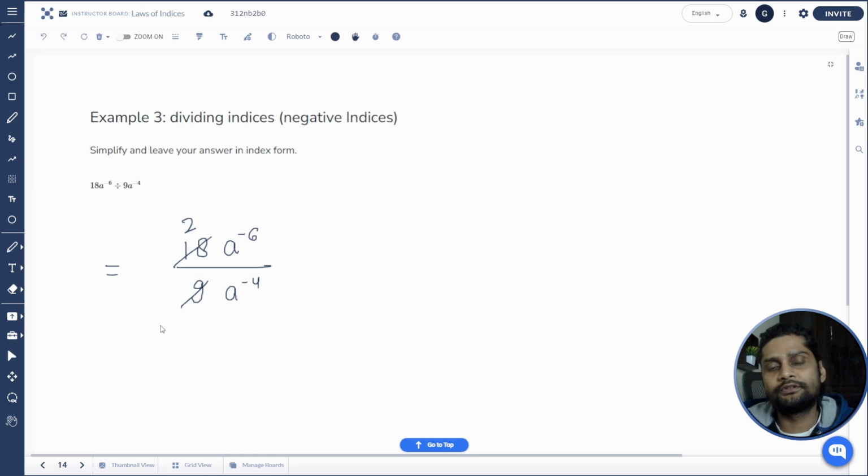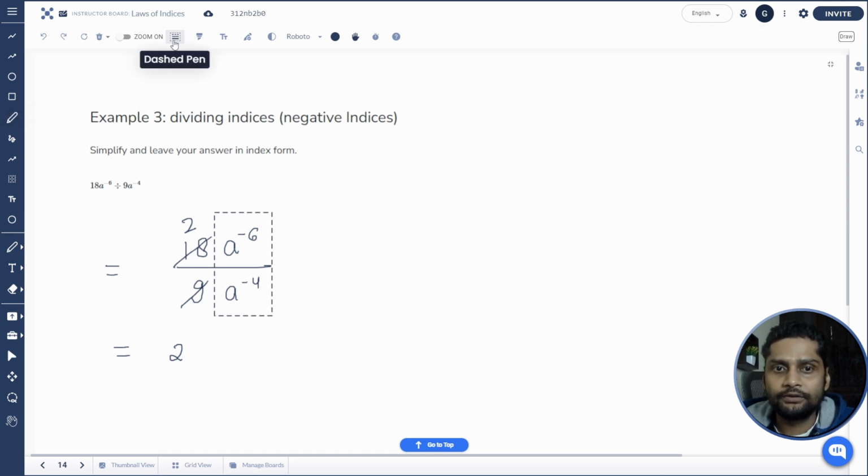So 9 goes in 18 for 2 times. Keep it aside, that doesn't matter. Now the main task is to apply the law here in that expression. So students, you have a at both the places. It means it's the same base. Now you have to perform subtraction.